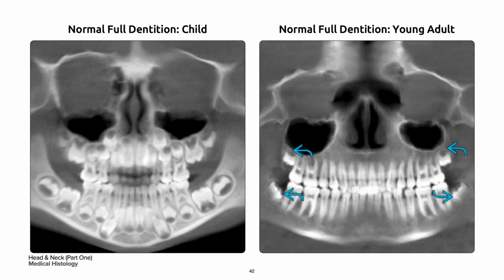On your left is a radiographic image showing the normal full dentition of a child, likely around 5 years of age. All primary teeth are erupted, and developing permanent teeth can be seen within the jaw. On your right is the radiographic image showing the normal full dentition of a young adult. Note that the third molars or the wisdom teeth are not yet erupted in curved blue arrow. The eruption of the first permanent teeth begins around the age of 6 with the first molars and generally ends in the early 20s with the eruption of the third molars.